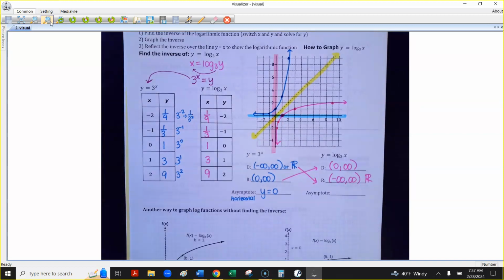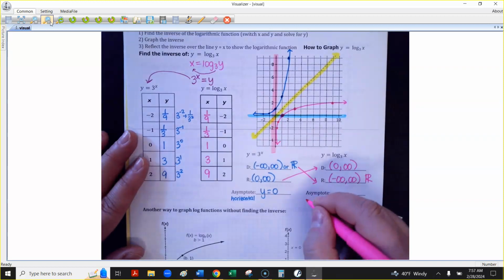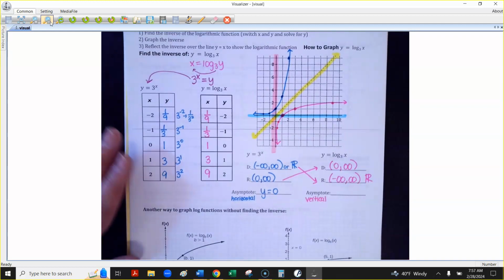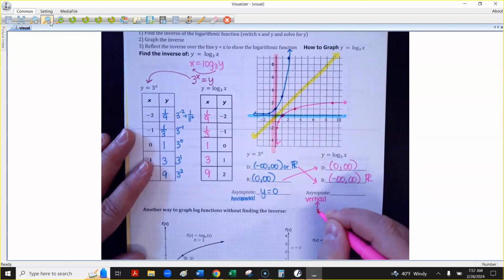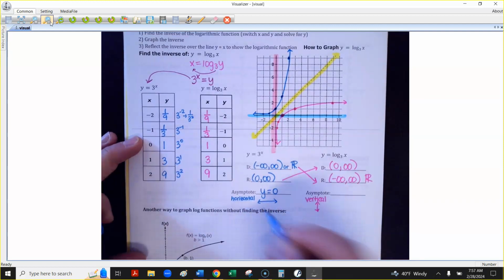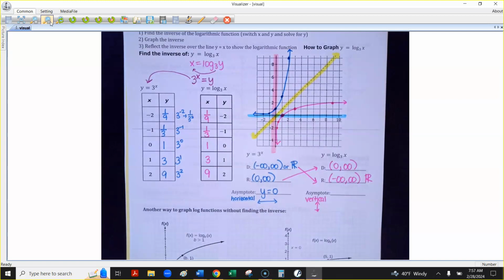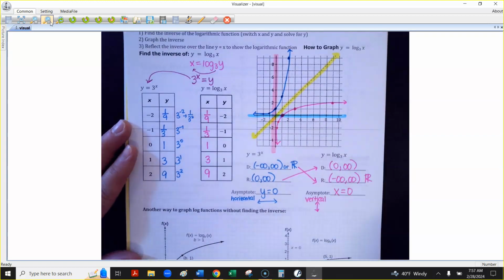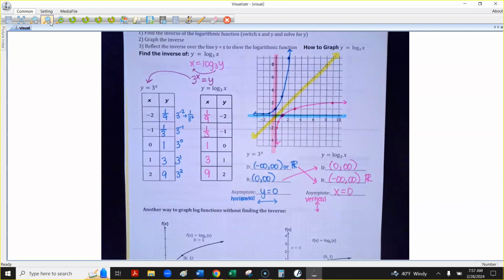Anytime you have a log function, the asymptote is going to be a vertical asymptote. Maybe I should draw a little tiny picture here. So horizontal is flat like the horizon, and vertical is going to go up and down. I call it vertexal to help me remember. It's going to be x equals the number, and for that function, it's just going to be x equals 0. Is anybody having a question?